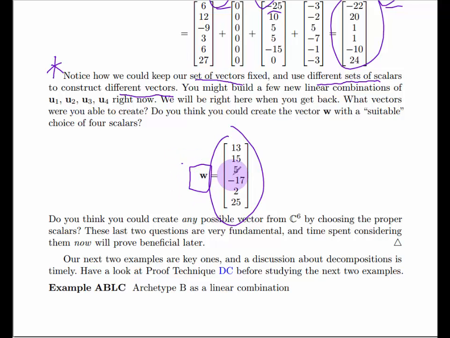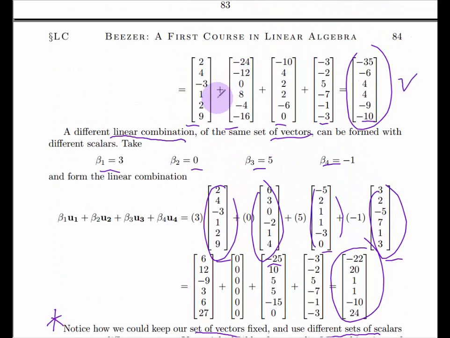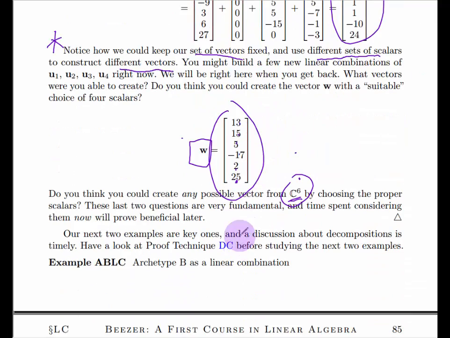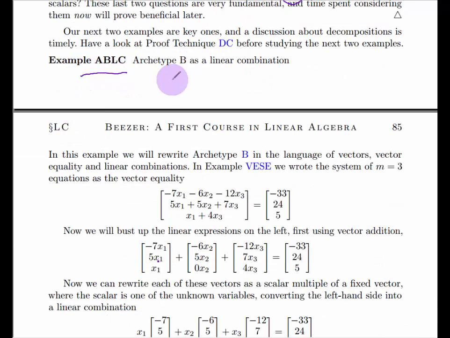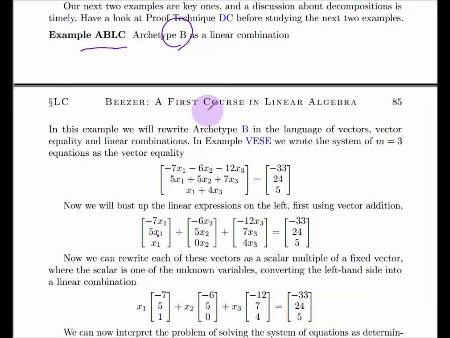Now, of course, this W is just one particular vector. You could ask, can you choose any old vector from C6? We have to choose a vector in C6 because the vector has to have 6 components in this particular case. Could we choose any old vector in C6 and obtain that as a linear combination of the 4 vectors that are given here, 1, 2, 3, 4. Okay. So these are 2 very important questions, and they relate to what we've been talking about in a very intimate way. So let's look at a particular example. Archetype B. Okay. Let's go back and take a look at what archetype B is.